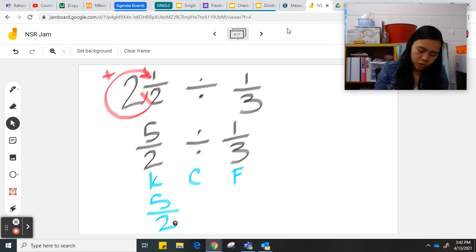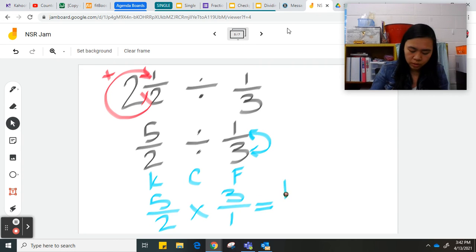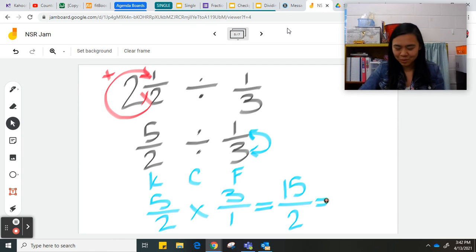5/2, change to multiplication, flip this around. So now it is 3/1. Now I'm going to multiply across. 5 times 3 is 15. 2 times 1 is 2. This happens to be the same one. I did not plan that. How many times can 2 go into 15? 7 whole times. That gives us 14. 15/2.